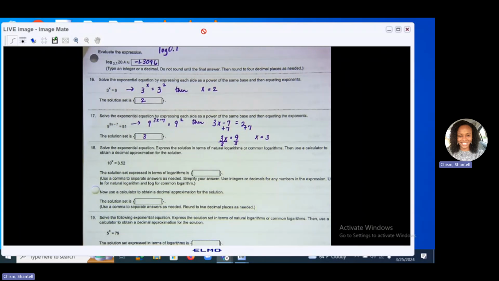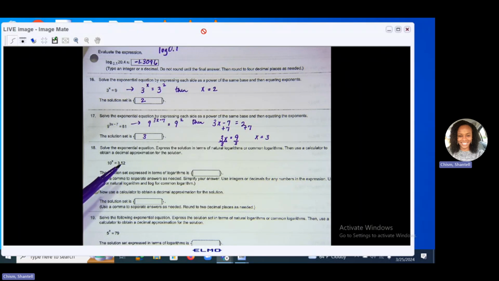All right. That brings us to some new equations where we're unable to apply this property. All right, take a look. This equation here is 10 to the x equals 3.52. Okay. There is, unfortunately, no way that we can express the 3.52 with the base of 10.